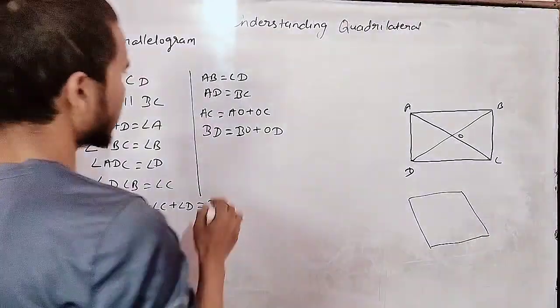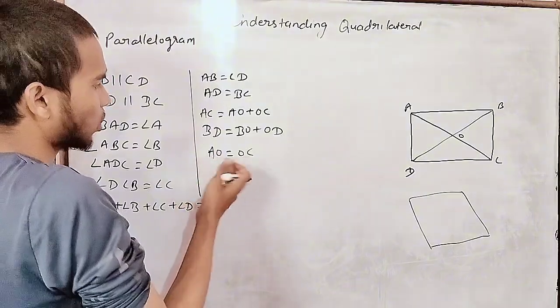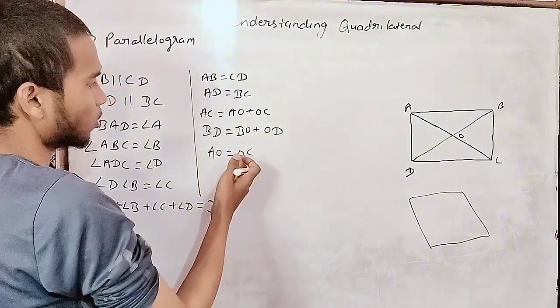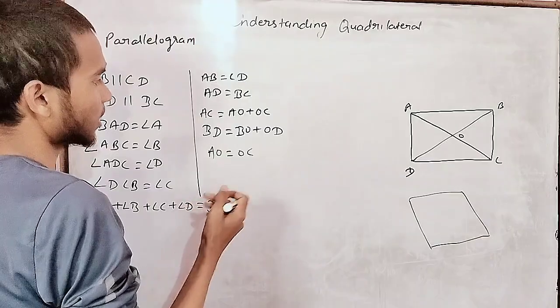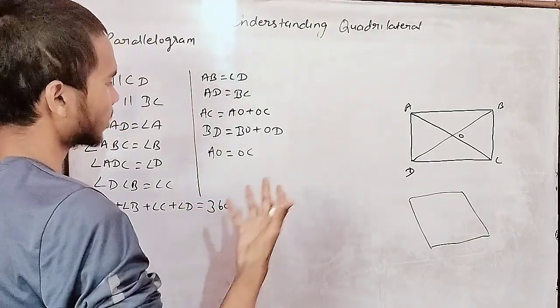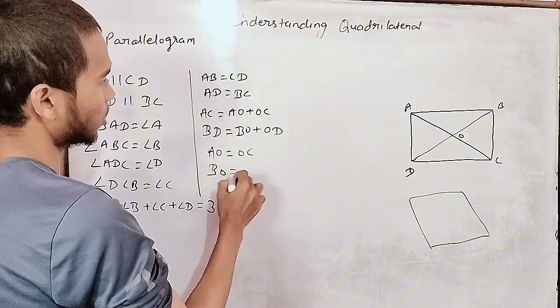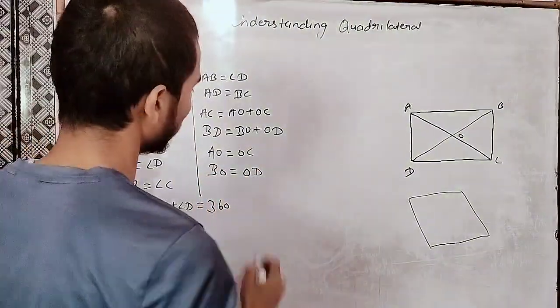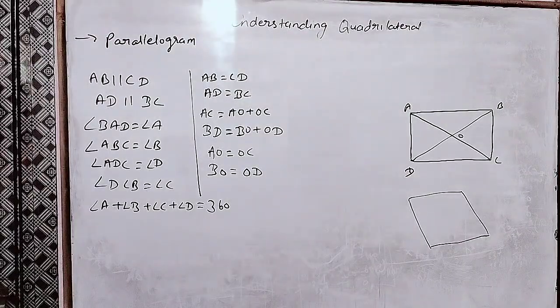And here you will realize AO equals OC. The measure of AO is something, or let's say 5, so the measure of line segment OC will be 5 centimeters. Clear? So the measure of BO will be equal to the measure of OD. This is how we break it down.